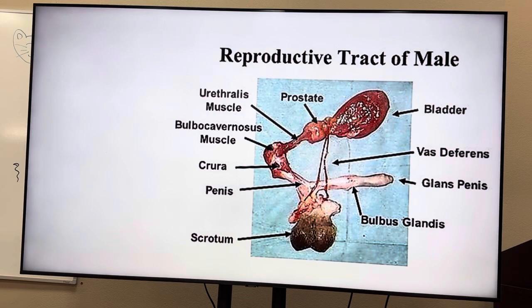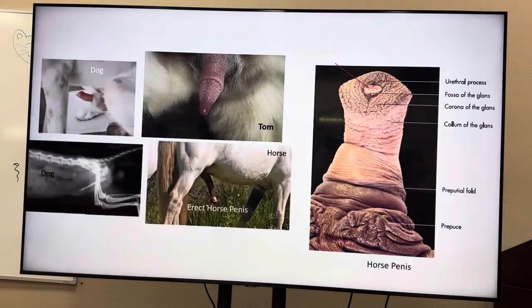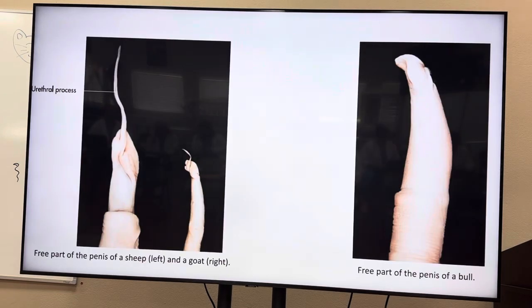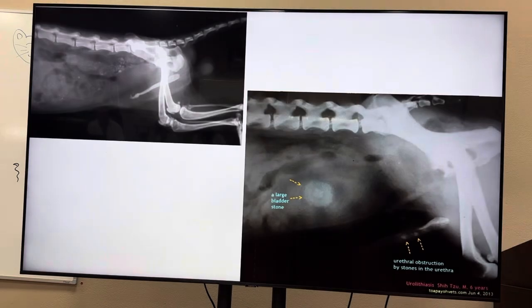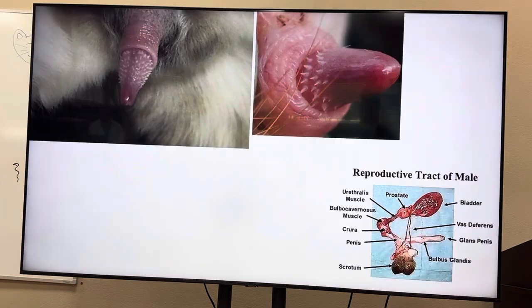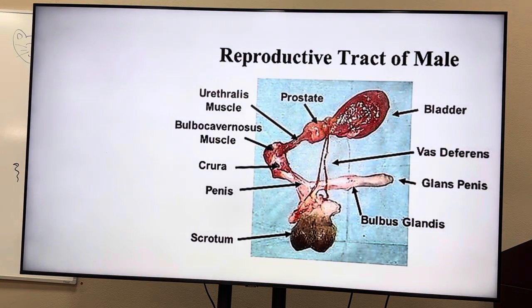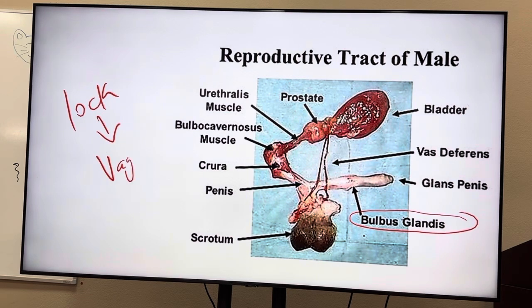So let's see if we can talk about bulbus glandis. See if there's any picture here that we can use. Yeah, so this is bulbus glandis. So what is bulbus glandis? Yeah, you say that it locks the penis. The function is to lock the penis inside the female vagina. So why is that necessary?